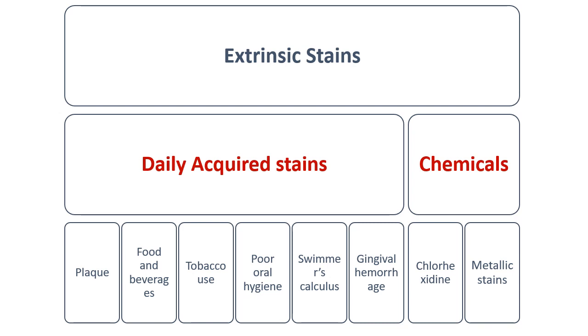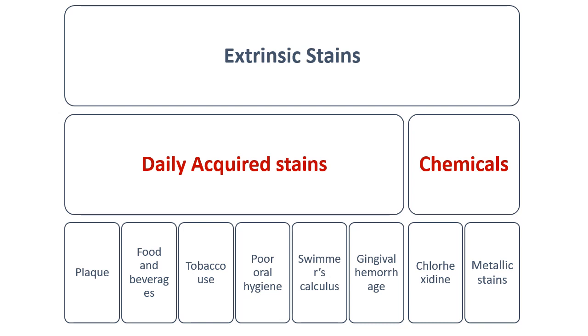Extrinsic stains are most primarily seen in all of us. They can be divided into daily acquired stains and chemically acquired stains, or stains because of chemicals that we tend to use in our day-to-day lives. Daily acquired stains: if scaling is not done every 6 months to a year, there is a tendency for plaque accumulation, which over time leads to calculus deposition, and that can lead to discoloration of the tooth. Then food and beverages add on to it.